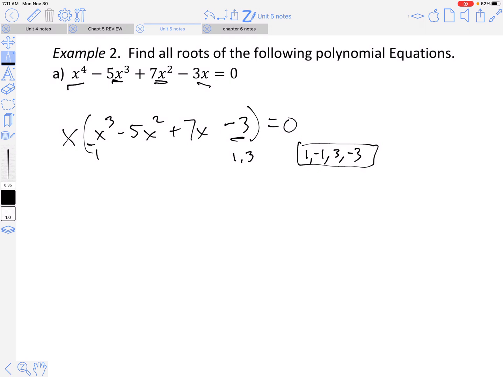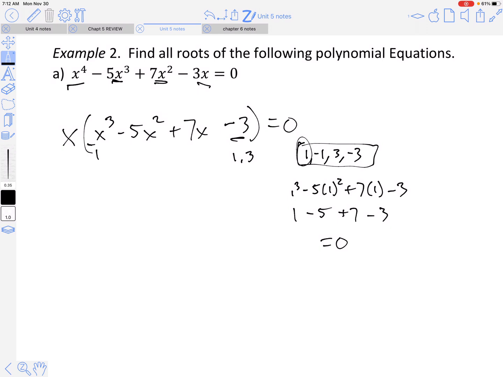So I'm going to have 1 cubed minus 5 times 1 squared plus 7 times 1 minus 3. So I have 1 minus 5 plus 7 minus 3. So 1 minus 5 is negative 4. Negative 4 plus 7 is 3. 3 minus 3 is 0. Woohoo. So 1 works. That's very good.